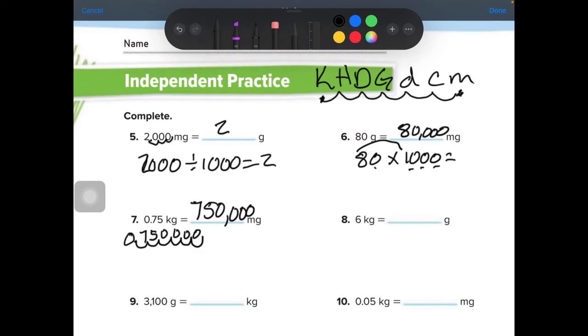Alrighty, number 8. Got to erase my work here. Number 8, we got kilograms to grams. So we're going 1, 2, 3. Put placeholder zeros there. So we have 6,000 grams.